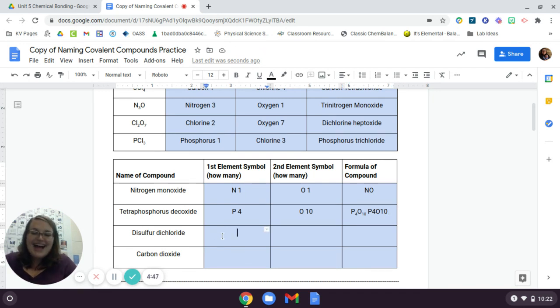All right, the next one, disulfur dichloride. So I have 2 sulfurs. Dichloride, I have 2 chlorines. So S2Cl2. And I'm not going to reduce like I would do in an ionic compound. I keep both of the 2s. All right, my very last one is carbon dioxide. No prefix on carbon, so I only have 1. And then dioxide means I have 2 oxygens, so my formula is going to be CO2.